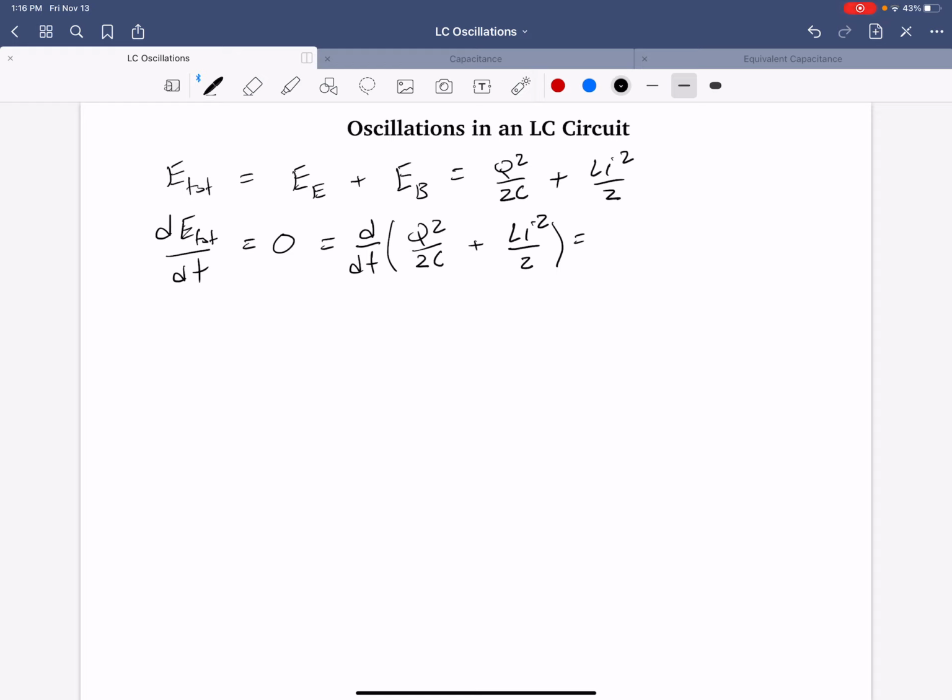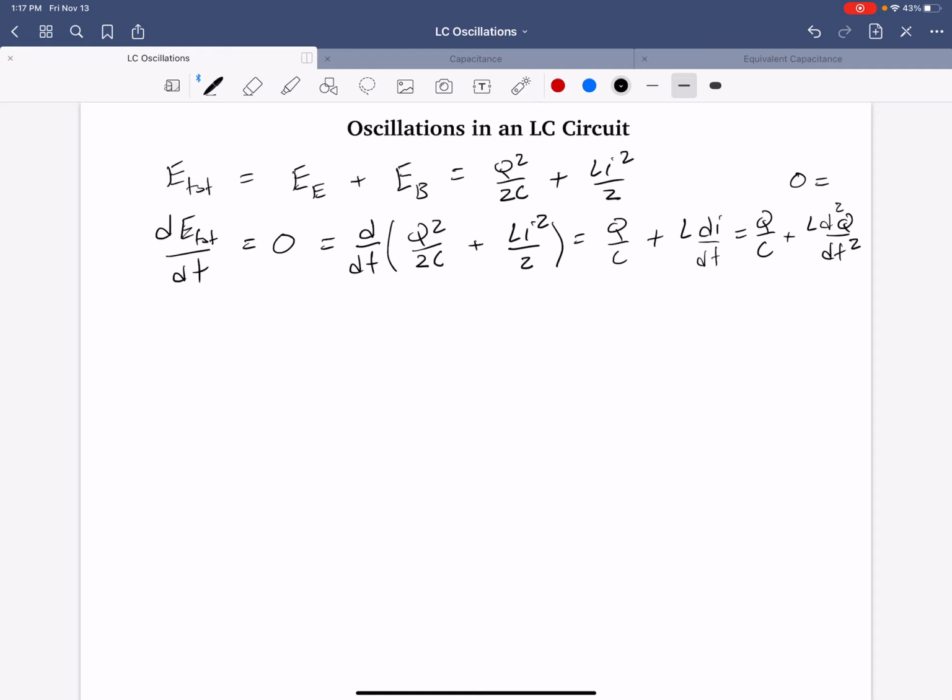So let's see. If we take the time derivative of the first term, we get Q over C. And if we take the time derivative of the second term, we get L times di/dt, right? And we can write both terms as functions of Q. Q over C plus L, and then di/dt is just d squared Q over dt squared, the second derivative of the charge, okay? And so again, this equals 0.